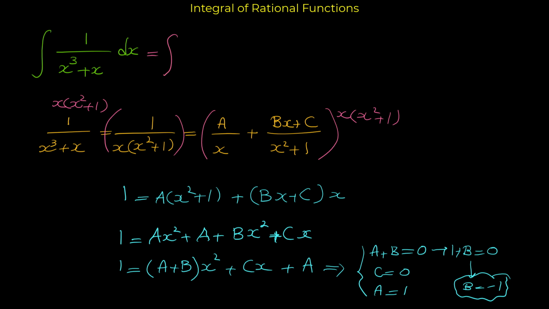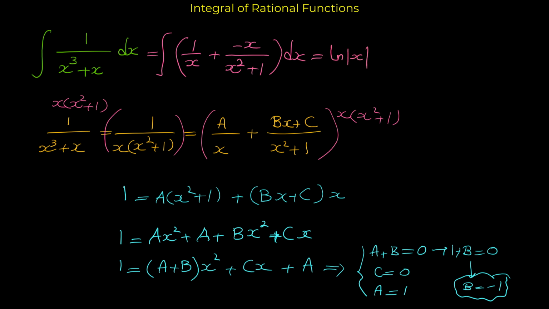So we have the integral of a is 1. So 1 over x. We plug in 1 here. 1 over x plus bx. B is negative 1. Negative x, but c is 0, so plus 0 makes no sense. Just put negative x over x to the 2 plus 1 dx. From the previous example, we know that the integral of 1 over x is ln of x. This is a very simple formula. Ln of absolute value of x is better to write.